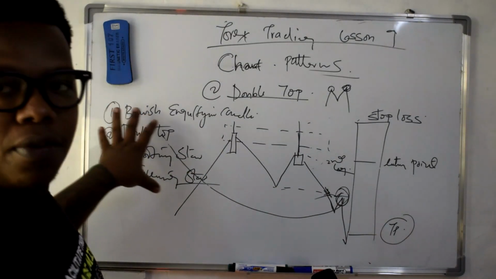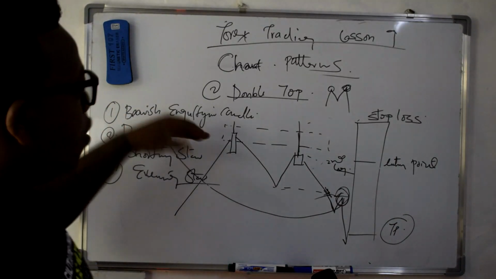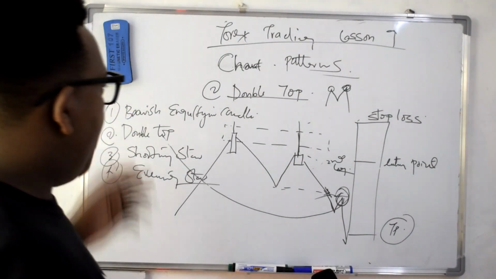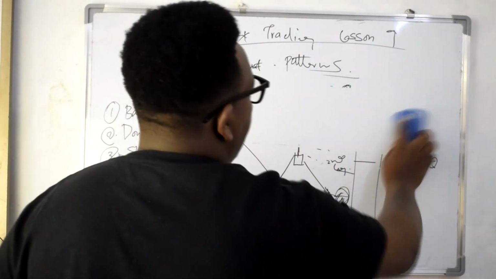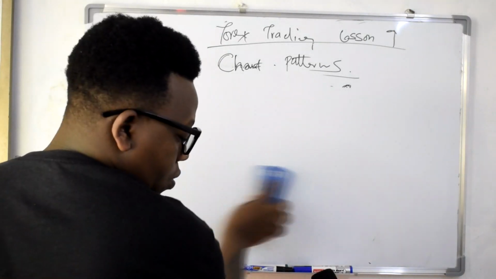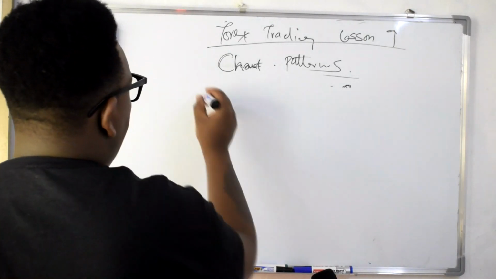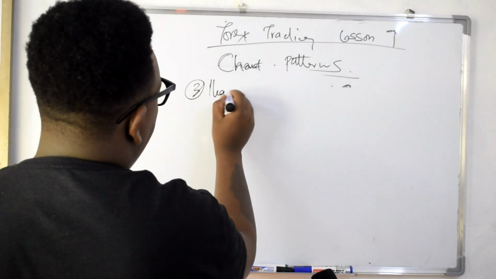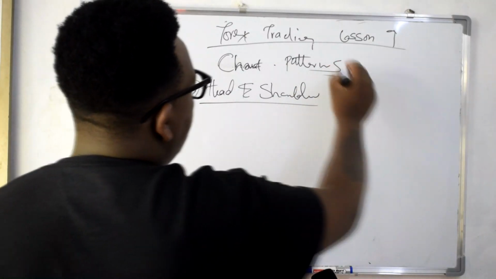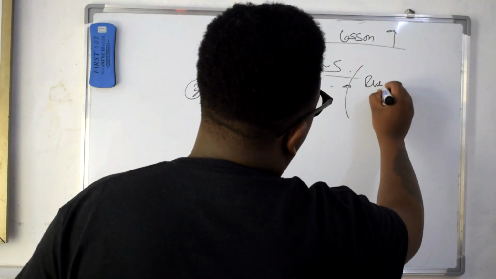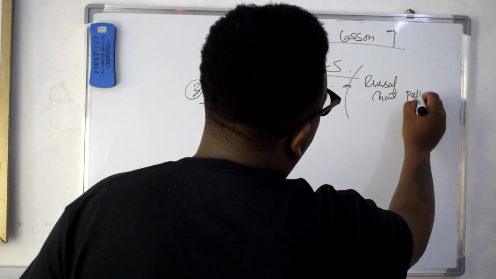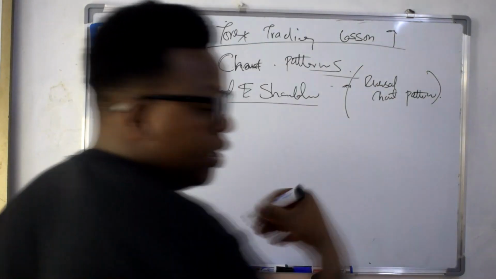If you're having some difficulties understanding this, you can watch my previous lessons, since these are things I've already explained. So let's proceed. We move to the next chart pattern, and for this case, we'll be looking into something called head and shoulder. These are mostly considered to be reversal chart patterns, meaning they form when the market is about to change direction.